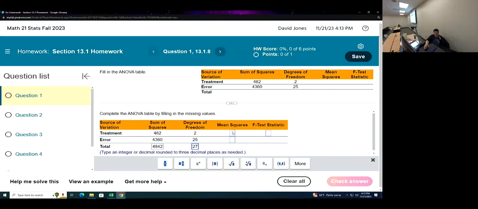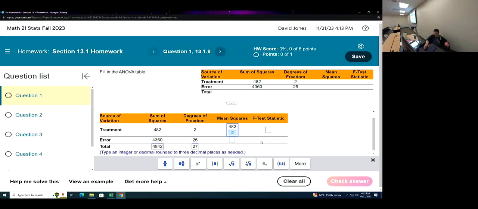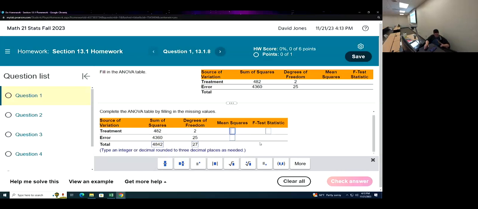To find the mean squares, what we do is we divide, for this column right here, we divide these two things by these two things. So this will be 482 divided by 2. But we need to write out what that is. That's going to end up being 241. So 241.